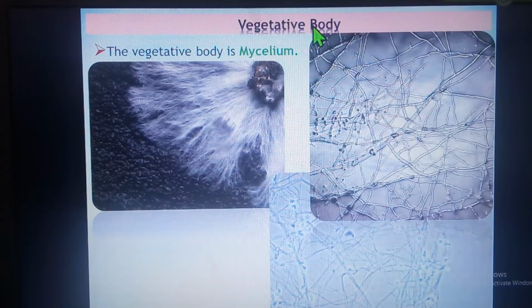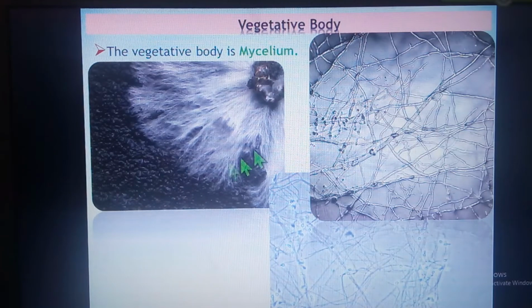Now, if you take a look at the vegetative body of this fungus, we know that the vegetative body of fungi is the mycelium. The mycelium is the vegetative part of a fungus consisting of a network of fine white filaments.